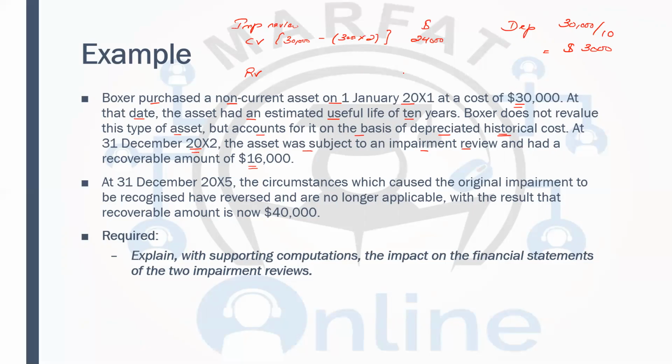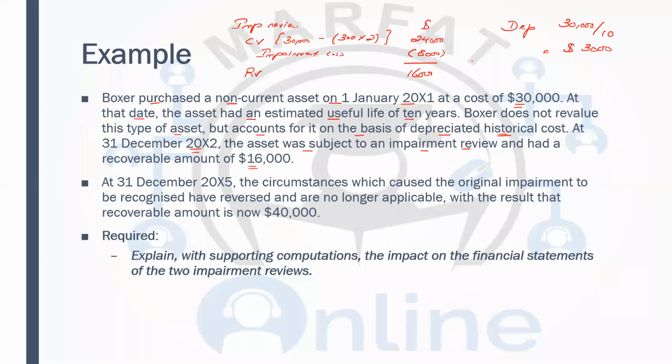Now, this should be compared with the recoverable amount, and that is being given. So carrying value is more than the recoverable amount. That means the asset has suffered an impairment loss. Now, what is this? This is 8,000. 8,000 is the impairment loss that has been suffered by the asset.